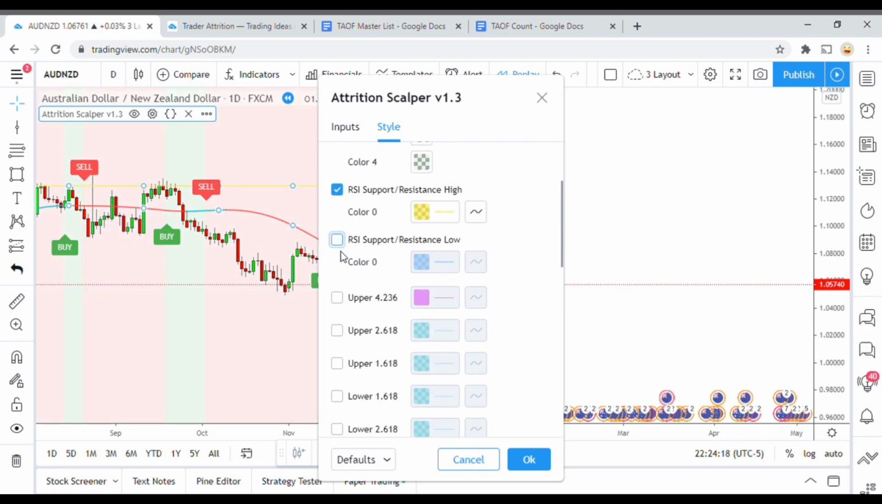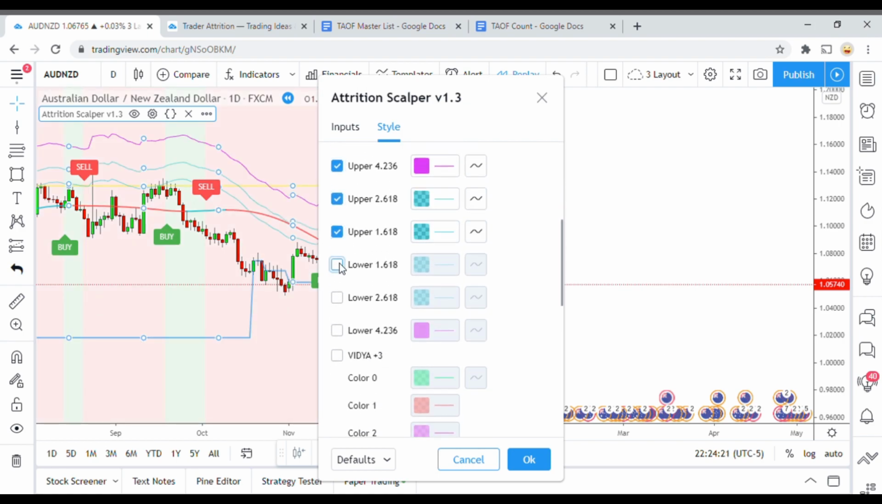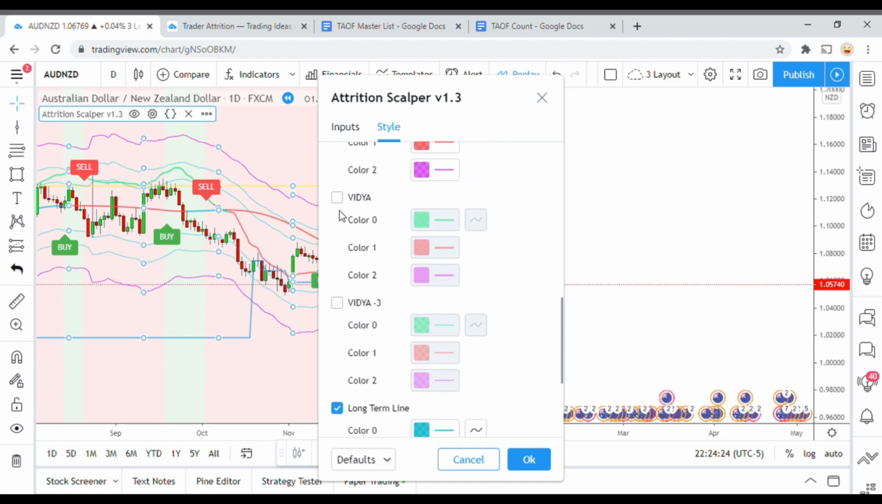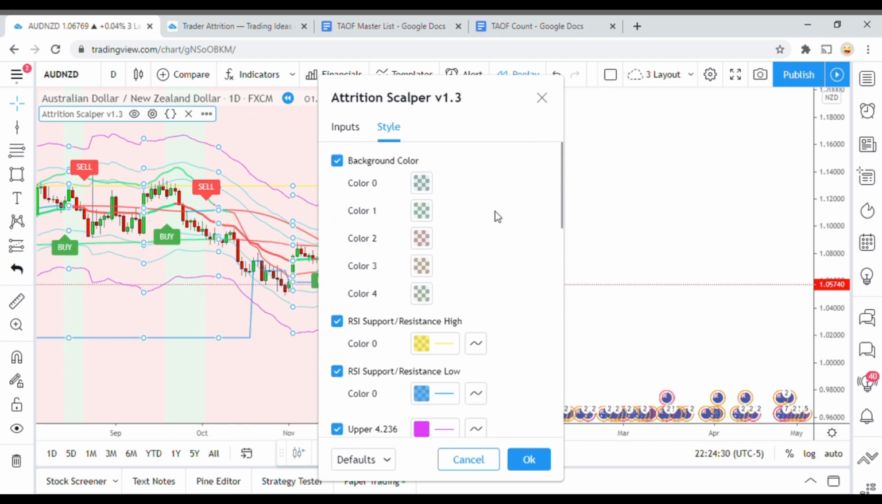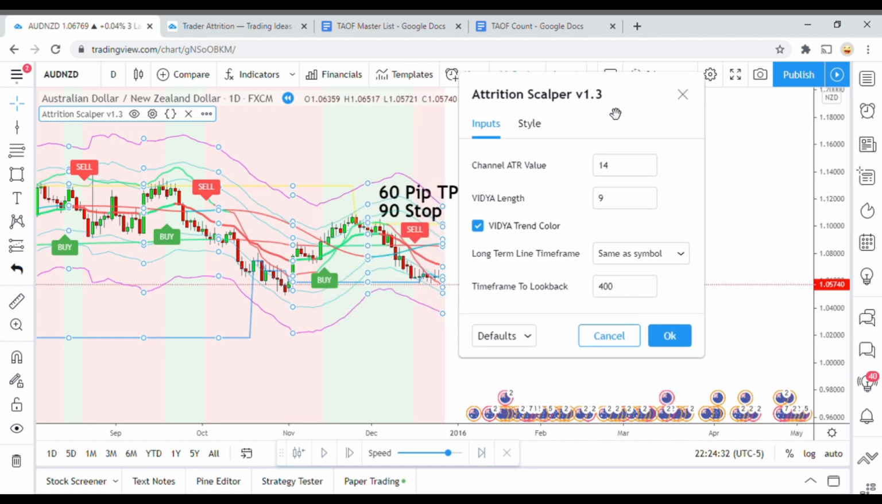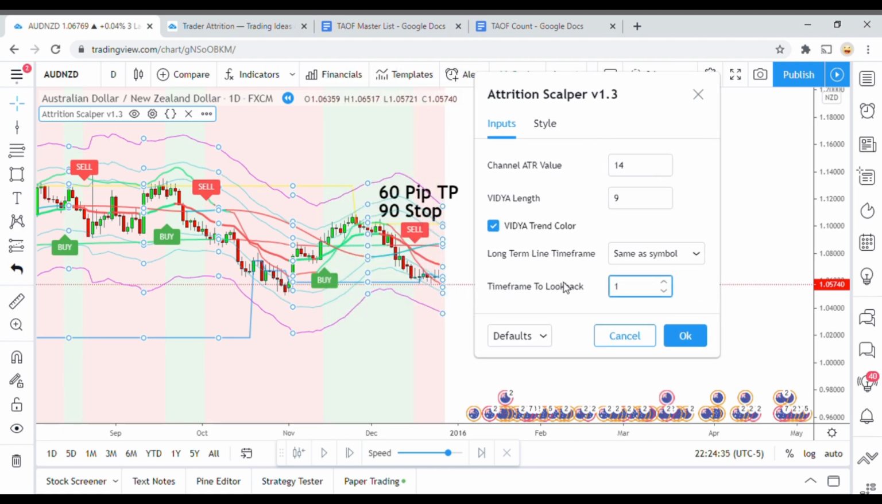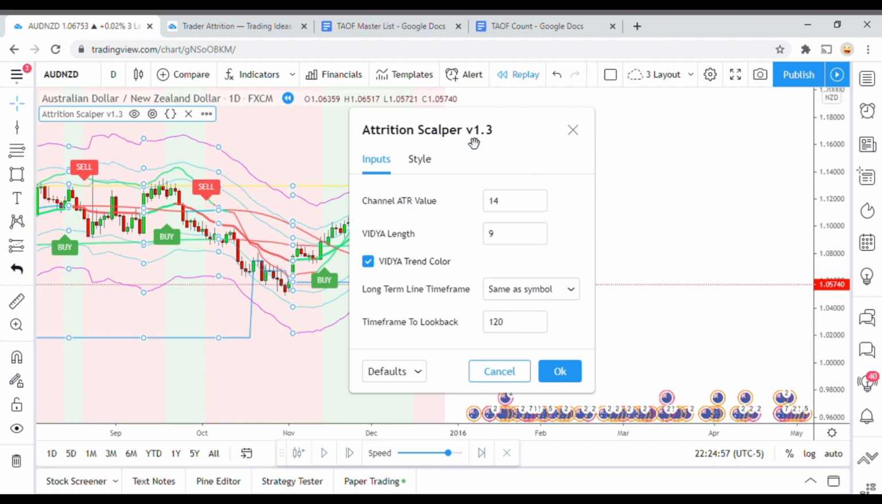So if we go back in and turn back on all these different components, then we jump back over here to input and change it, say, to 1, nothing seems to happen. If we change it to 500, nothing seems to happen. It appears that that doesn't have a bearing on any component of the indicator, so we're just going to leave it on the default setting as it is.